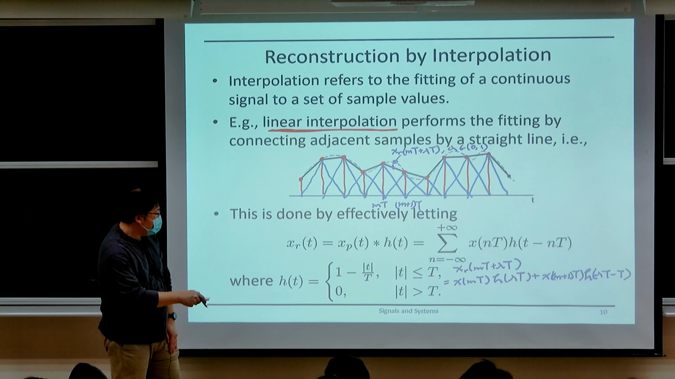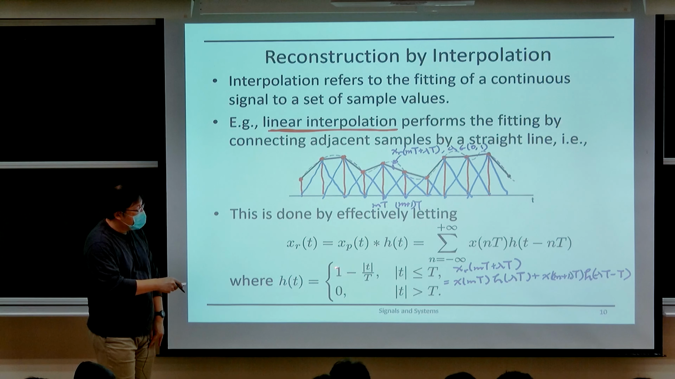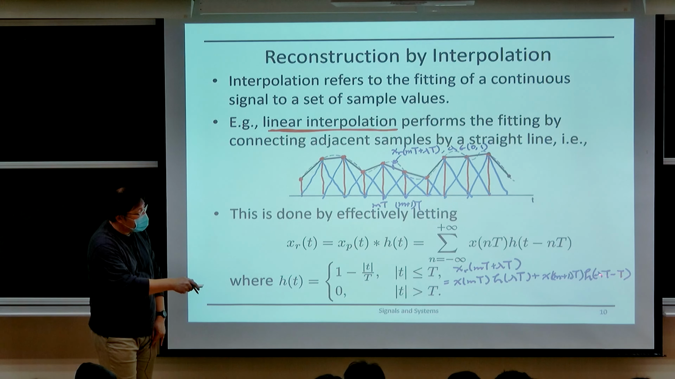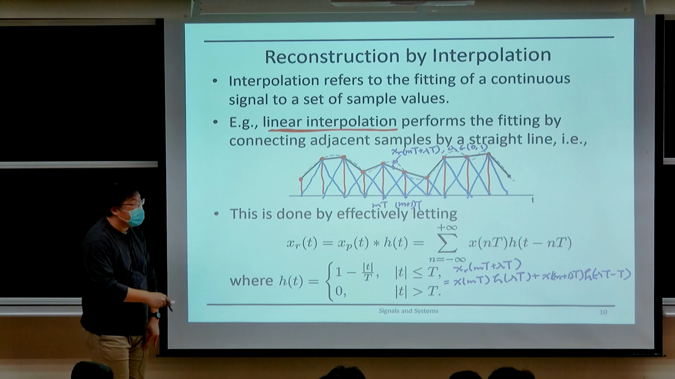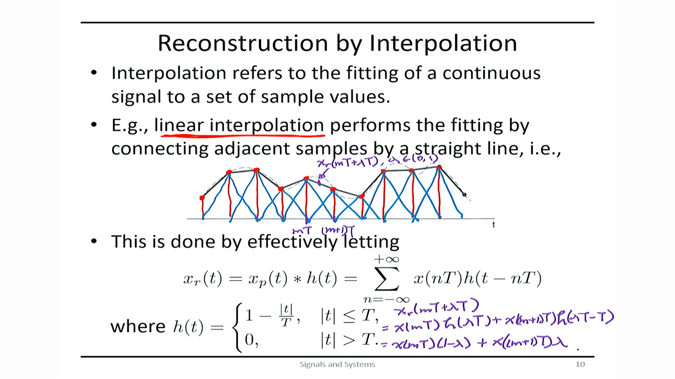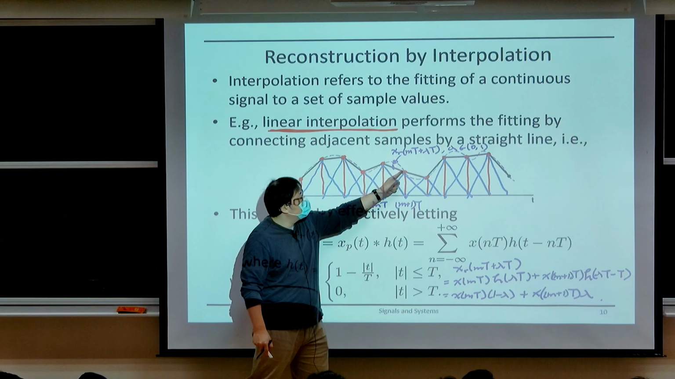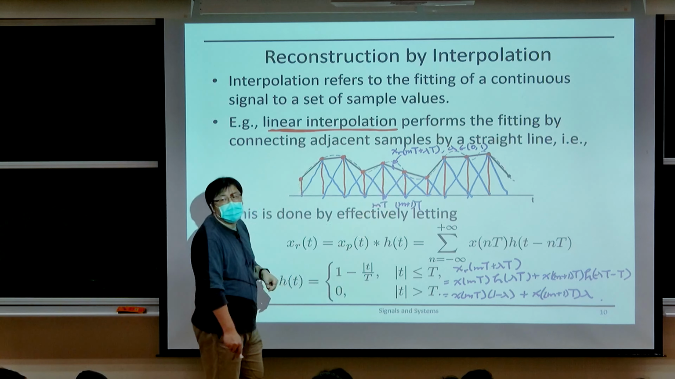And then if you substitute lambda T inside here, you get 1 minus lambda, and lambda T minus T inside here, you get lambda. So this is x of mT times (1 minus lambda) plus x of (m+1)T times lambda. So indeed, the value of this point is a linear combination of these two points, the point lying on this line.